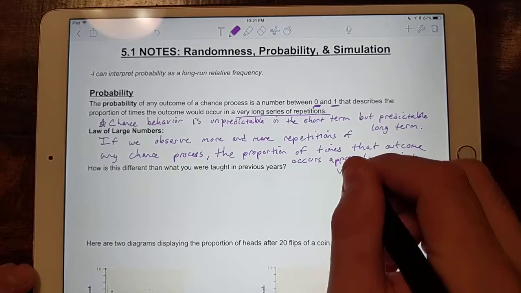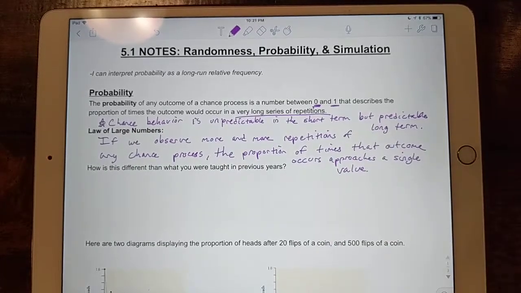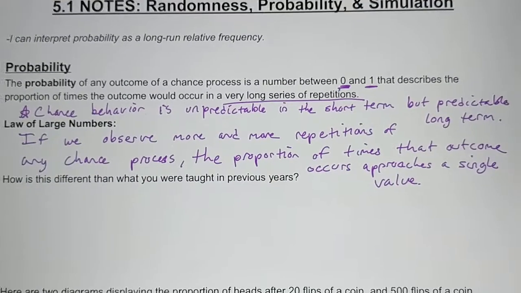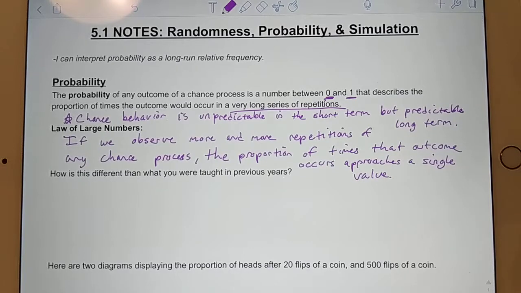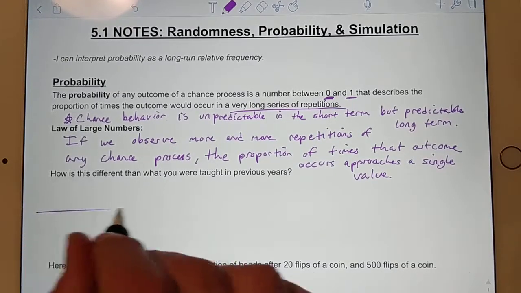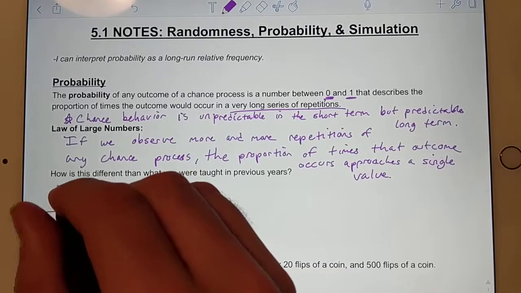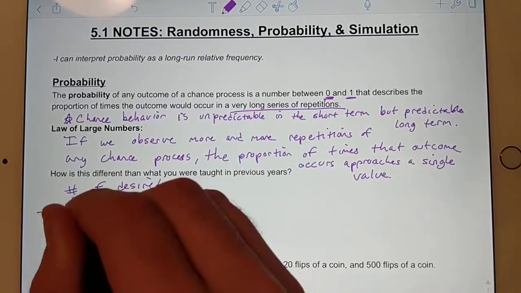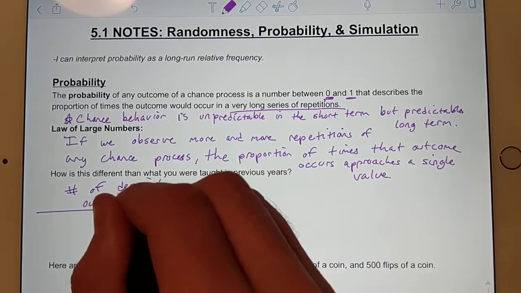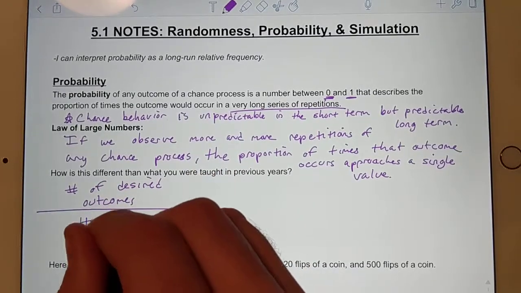And that single value is what you usually have found in a fraction in between 0 and 1. So flipping a coin was 0.5, for example. Rolling a die and getting a 3 would be 1 out of 6. Those are the numbers it would approach, that proportion. You guys have learned probability as the number of desired outcomes over number of possible outcomes.